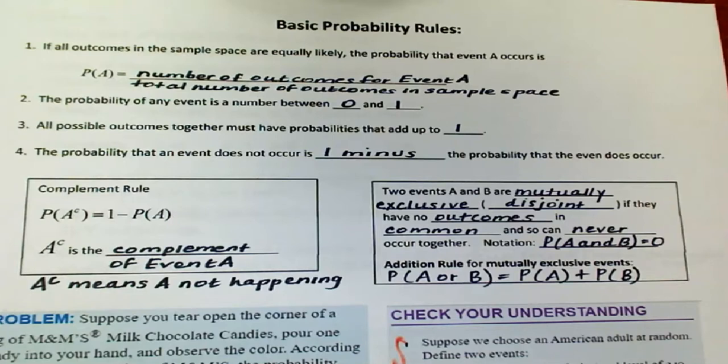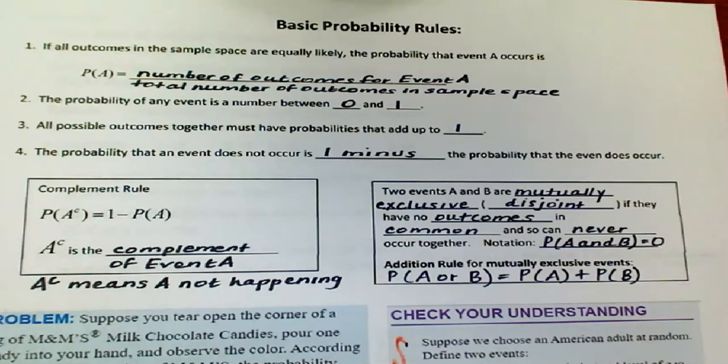Number 2, the probability of any event is a number between 0 and 1. 0 would be it would not happen. 1 would be it would absolutely happen. So the probability that an event happens would be between 0 and 1. Number 3, all possible outcomes together must have probabilities that add up to 1.